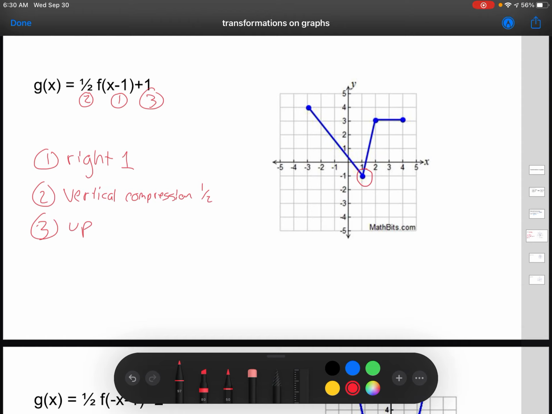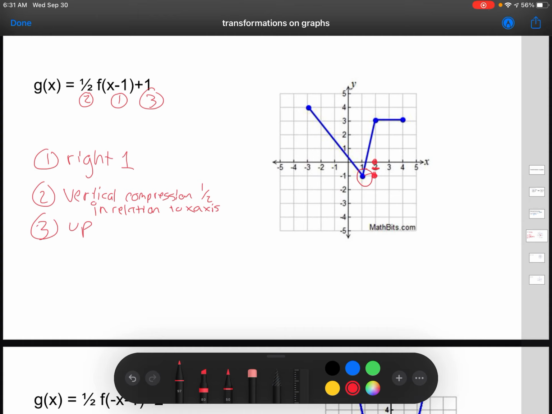So I'm going to start with this one here. So I'm going to go to the right 1 spot. That puts me on the +2. Then I'm going to do my vertical compression by half. So what you do is you look at the x-axis. My point is 1 away from the x. So if I compress it by half, I will be half away from the x-axis. Okay. So when you do compression vertically, it's in relation to the x-axis.